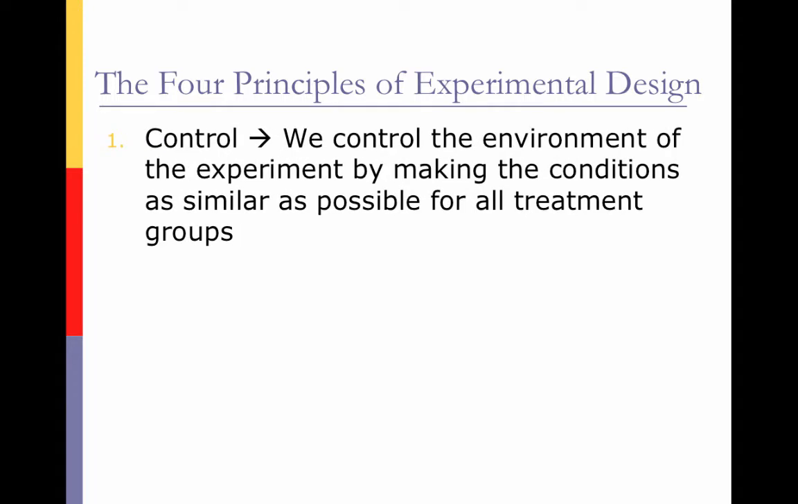There are 4 principles for experimental design. So 4 things that need to be included in an experimental design. The first one is control. We want to control the environment of the experiment by making the conditions as similar as possible for all treatment groups. Again, taking the headache medication example, maybe you're only testing the medication.